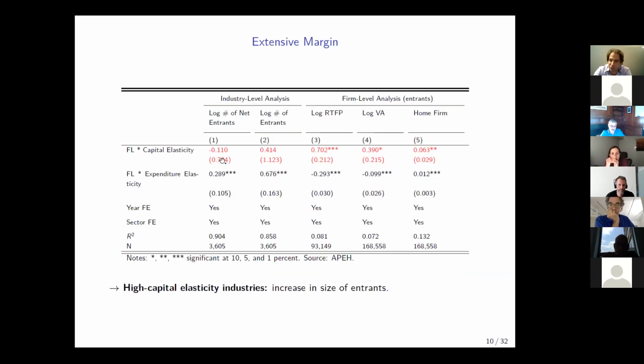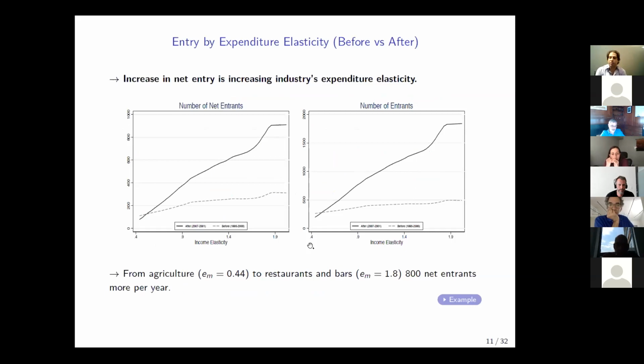There is a little bit more to show. Let me show you this graph, because this graph is very cool before we move on. So what you have here is the following. Let's concentrate on the graph that looks at the number of net entrants, but the story for entrants is going to be the same. Here you have all the industries in the economy ranked by their income elasticity. And here what you have is the number of entrants for these different industries when you do an average before the liberalization. What you see is that there is little difference and little effect of the income elasticity on the entry of firms before the liberalization.